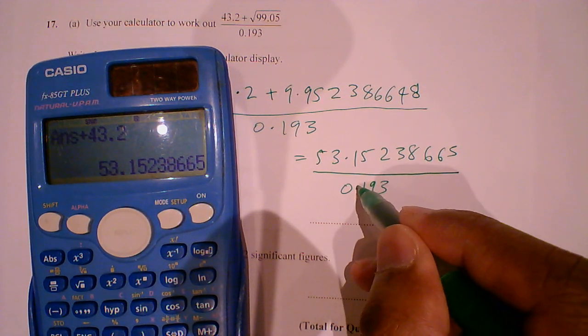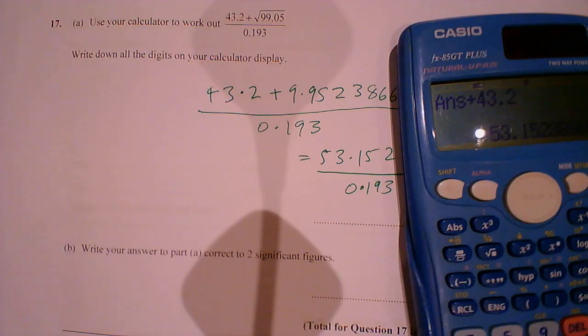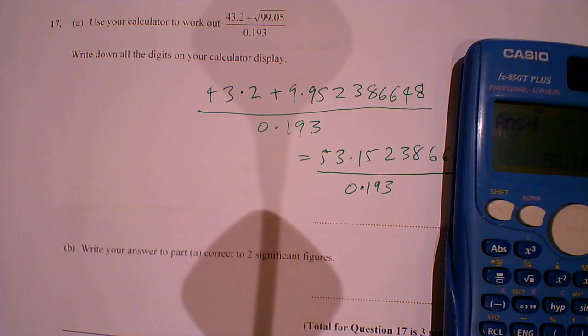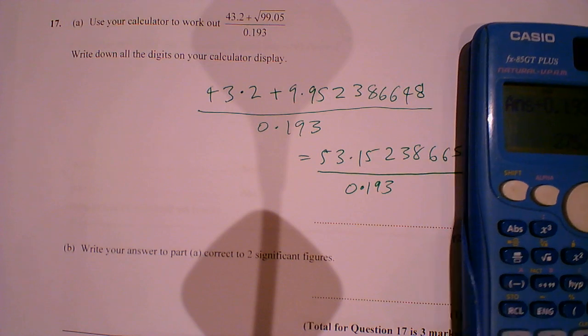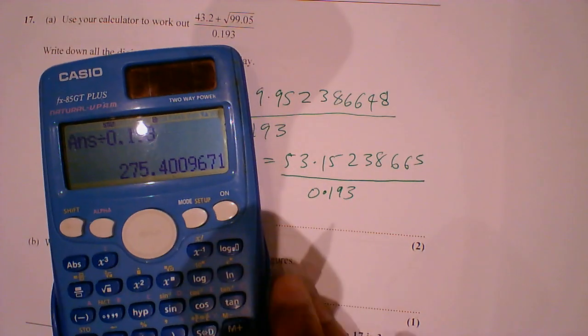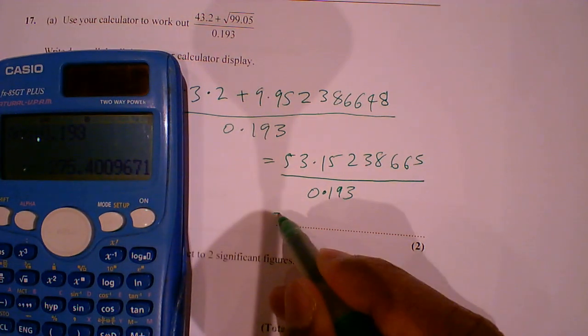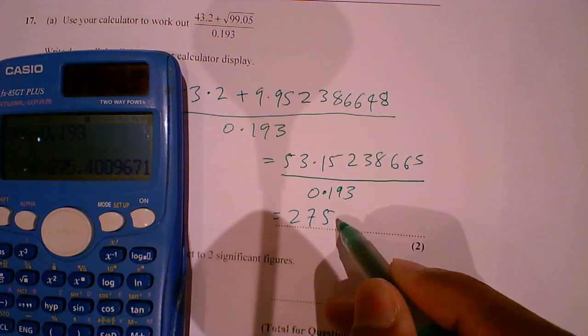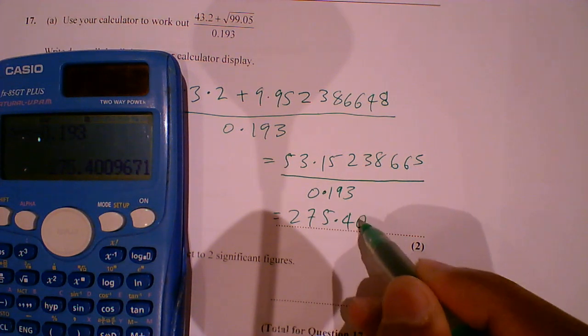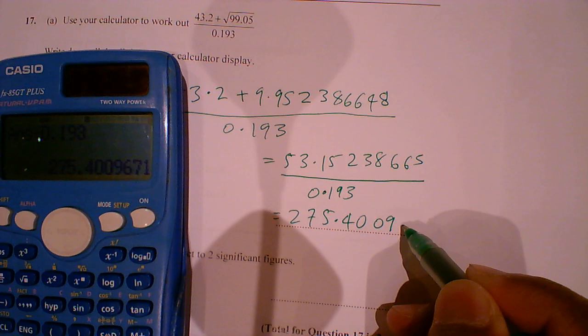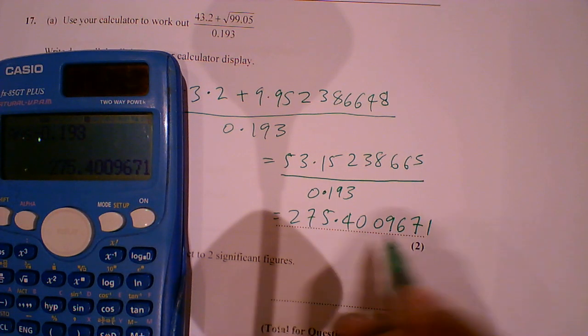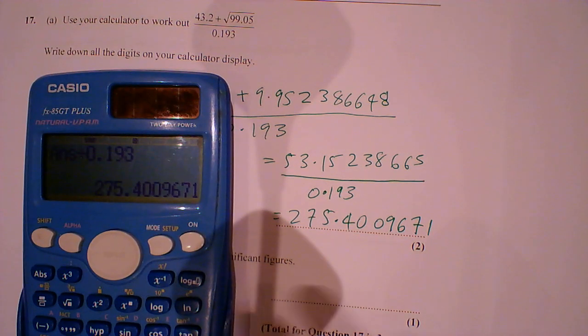0.193. And now I'm going to divide by 0.193. That gives me 275.4009671. Okay.